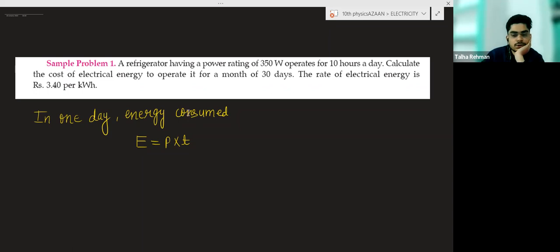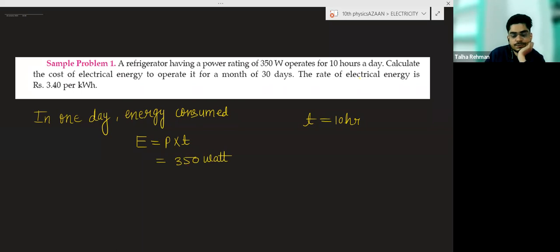Now they are saying in 1 day, the refrigerator is running 10 hours. So time is 10 hours for 1 day. No need to convert this 10 hour into second. So this is power into time. Power is equal to 350, and this will be the power in watt.